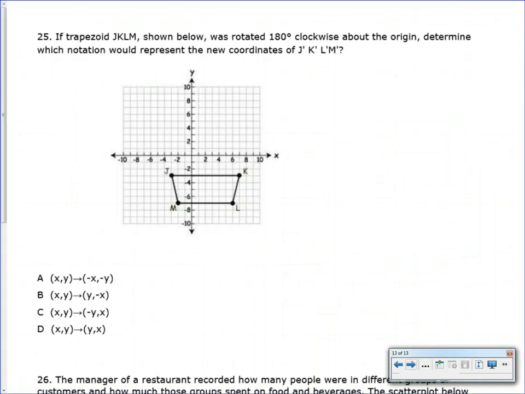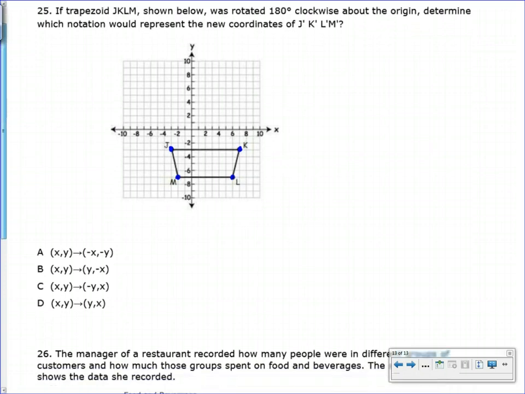Number 25. If trapezoid JKLM was rotated 180 degrees clockwise, determine which rotation would represent the new coordinates. So if we're going to rotate it 180 degrees clockwise, and guys, this is just one of those rules that you have to remember. All of your coordinates just become the opposite of what they are. Okay, so nothing flips, nothing changes. All that's going to change are the signs.